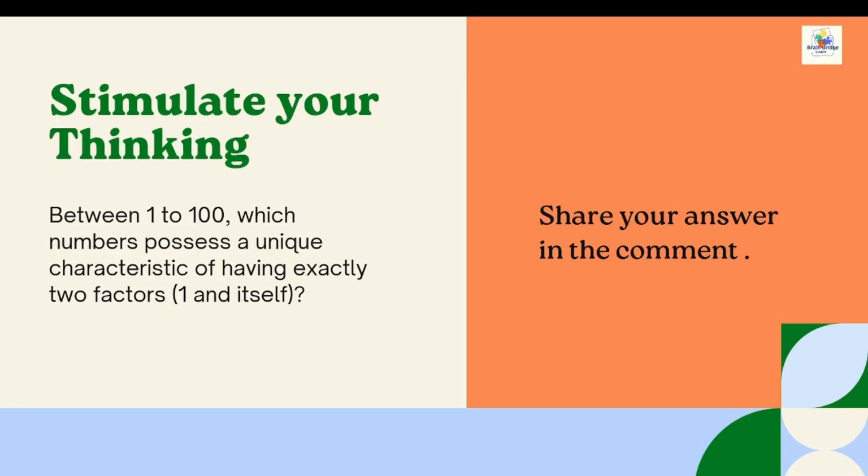So stimulate your thinking. Between 1 to 100, which number possesses a unique characteristic of having exactly two factors, 1 and itself? There are many numbers between 1 to 100 that have only two factors, 1 which is common and the number itself which is also common. So share your answers in the comments.